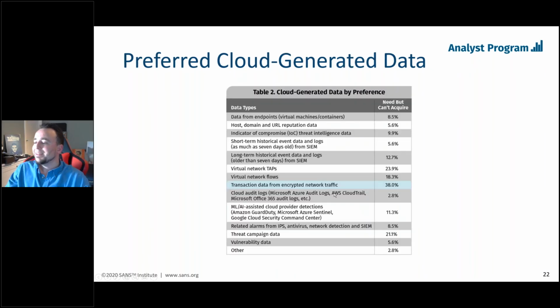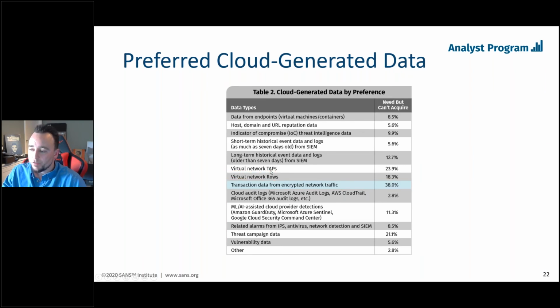Nice. If you look at the preferred cloud generated data, it's interesting because what our respondents said is that there is a strong desire for network related data. 38% want transaction data from encrypted network traffic. And this here is a bit of a paradox. There's a requirement for network taps and virtual network flows.